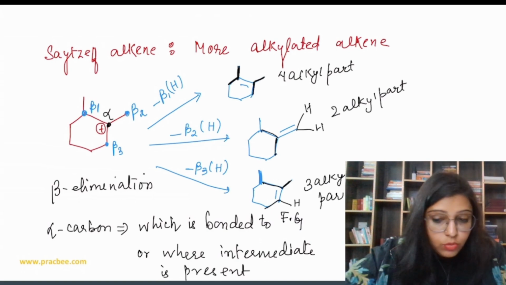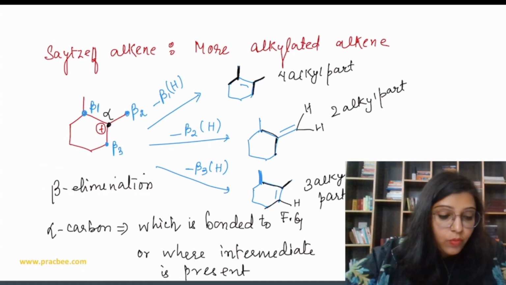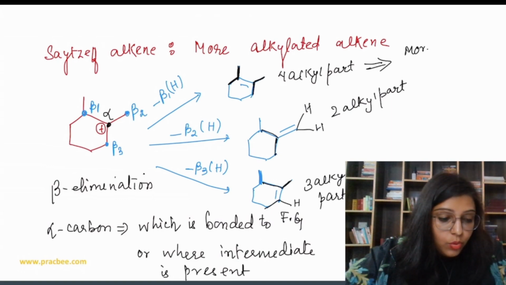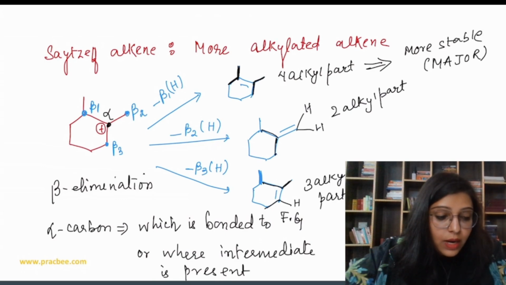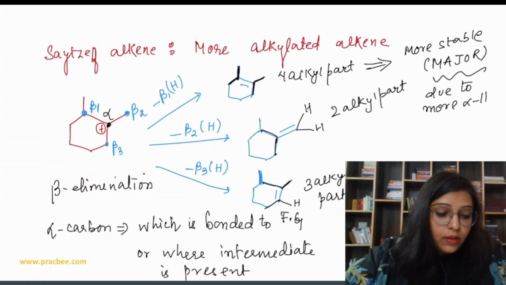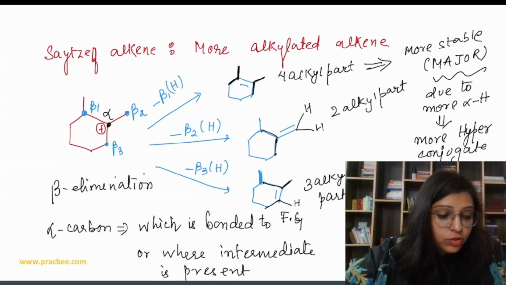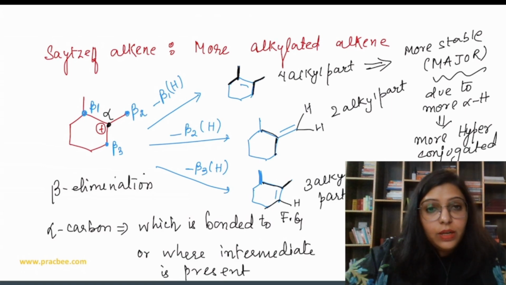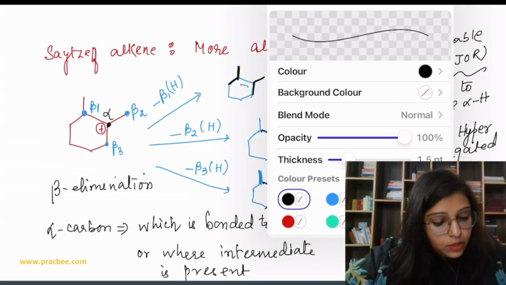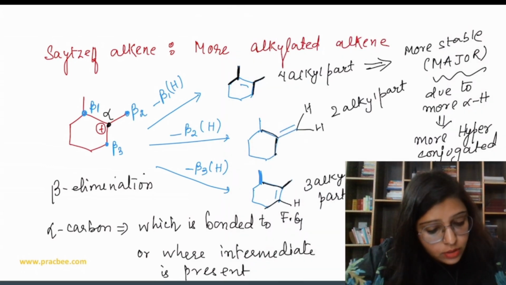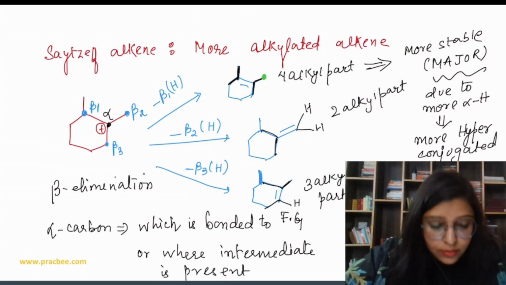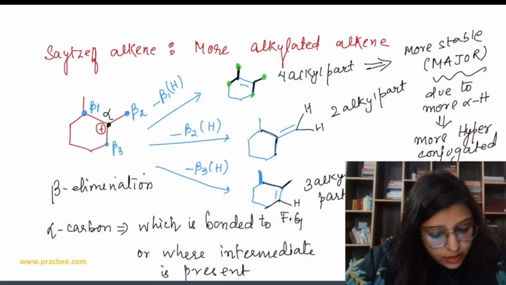So which one is going to be the more stable one? Obviously, this is the more stable, na? More stable or major. Why is this more stable? Due to more alpha hydrogen. More alpha hydrogen means more hyperconjugated structures. So it means hyperconjugation. If I want to find hyperconjugation, see, alpha hydrogen. This is alpha carbon. This is alpha carbon. This is alpha carbon.